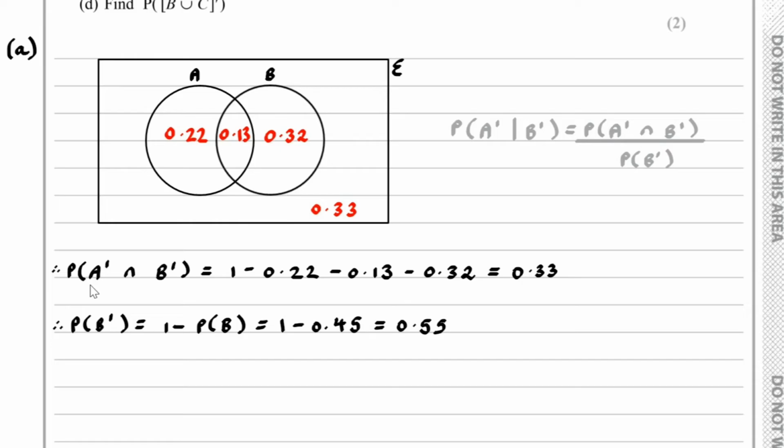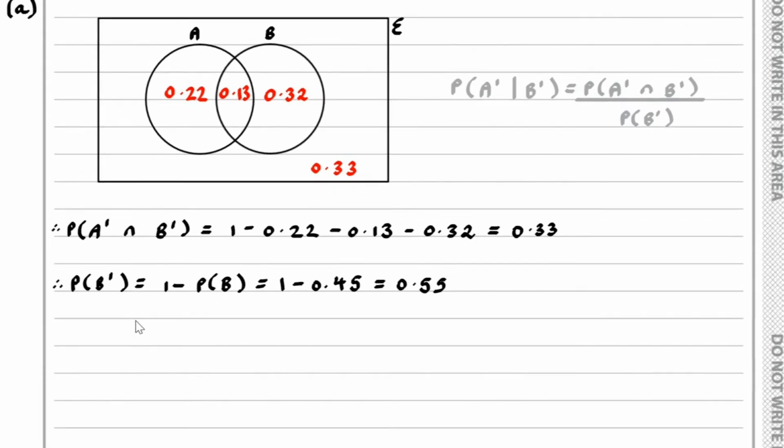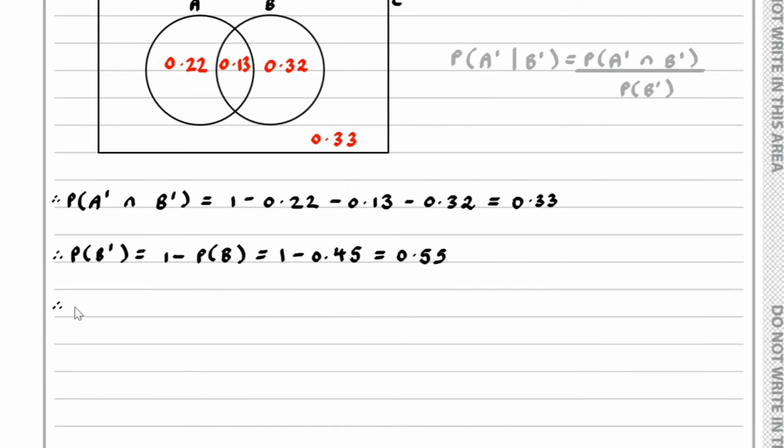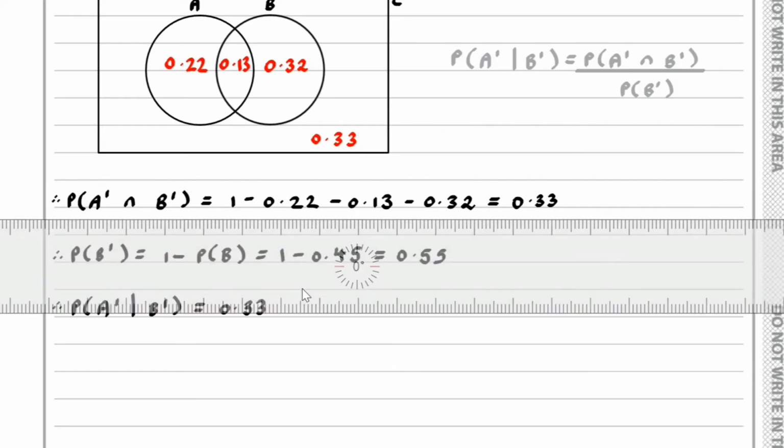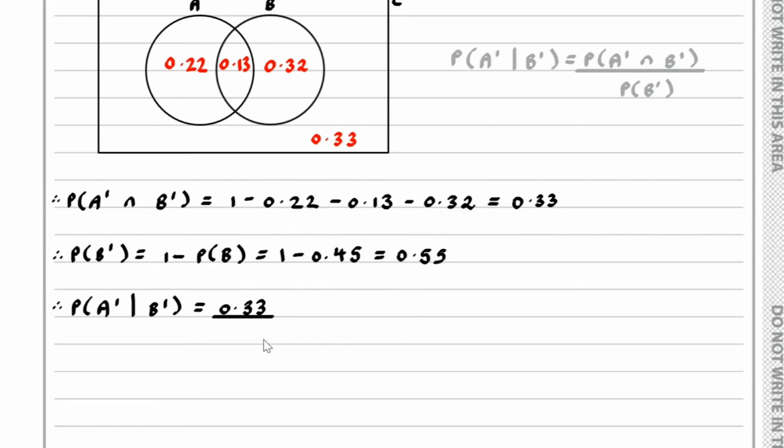So now that I know the probability of not A and not B, and the probability of not B, I can therefore find the probability of not A given not B. I've got not A and not B, so that's 0.33, divided by not B, which is 0.55, and it turns out here we get 0.6.